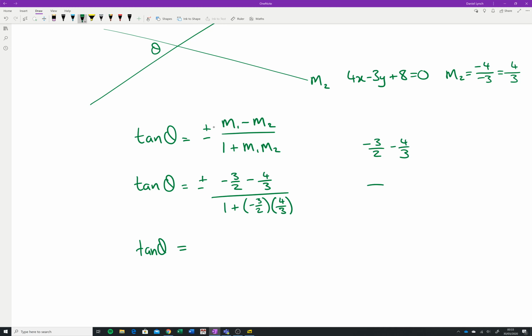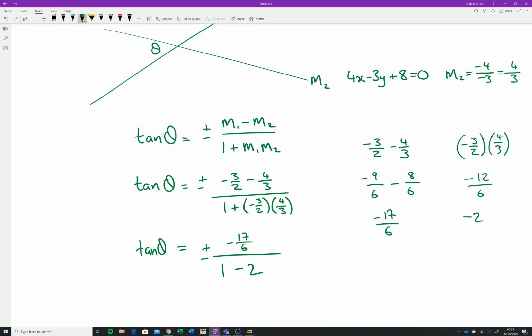Don't worry too much about the plus or the minus, we'll get to that in the end. We have minus 3 over 2 minus 4 over 3. To be able to add fractions, you need a common denominator. So it's going to be sixths. This is minus 9/6. We multiply top and bottom by 3. Here multiplying top and bottom by 2, it's 8/6, so it's minus 17/6. That's what we have. Down here, we have minus 3 over 2 multiplied by 4 over 3. Minus top by top, minus 12, bottom by bottom 6, answer minus 2. So we have 1, and then we have minus 2 down the bottom.